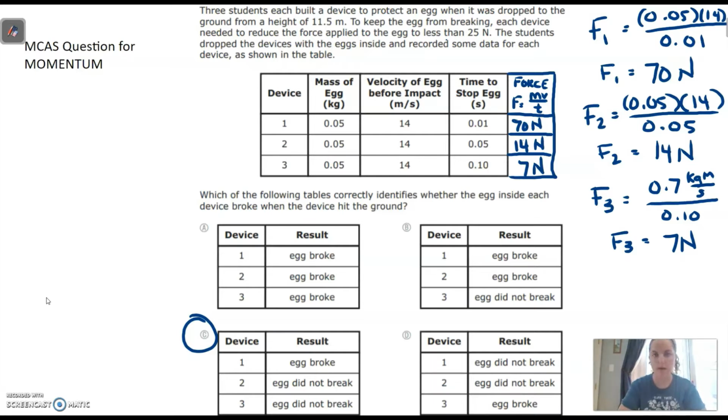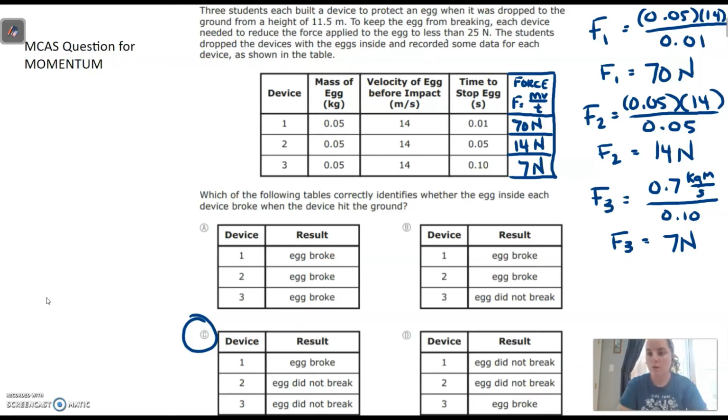We're given the mass and the velocity of the egg, but the time for the egg to stop is different. So the force of impact is going to be different. The shorter the amount of time it takes to stop, the more impact force it's going to require.